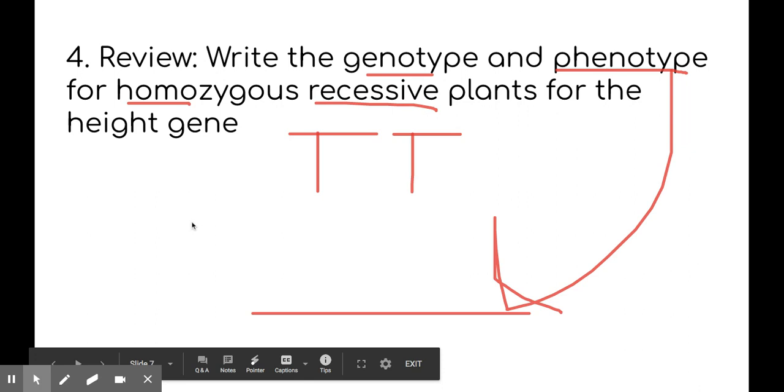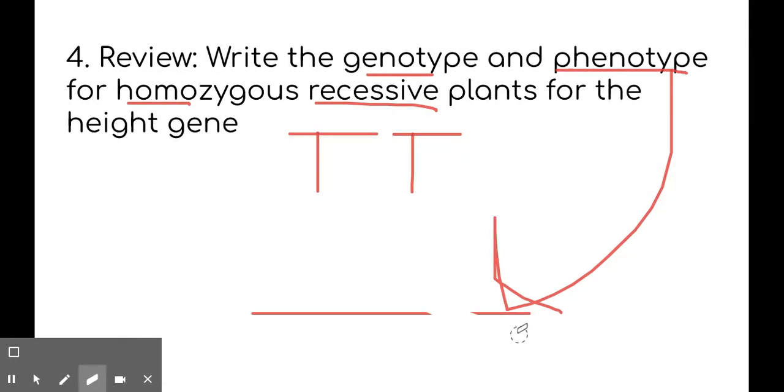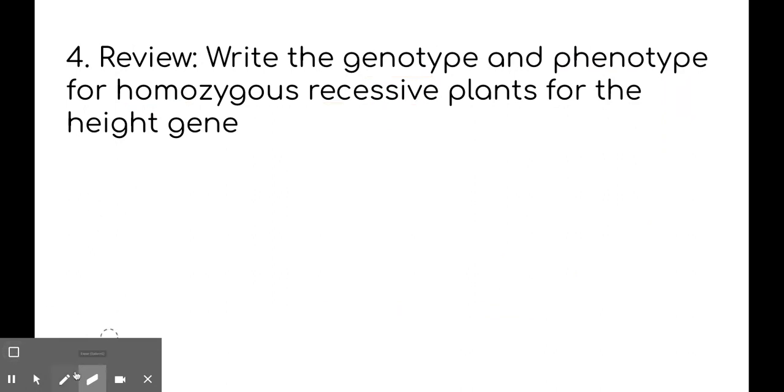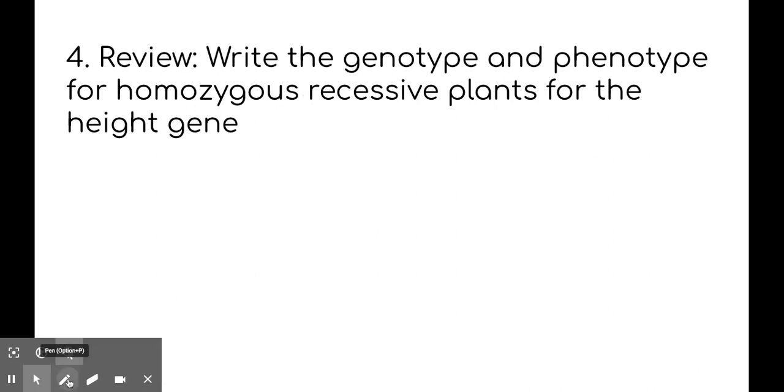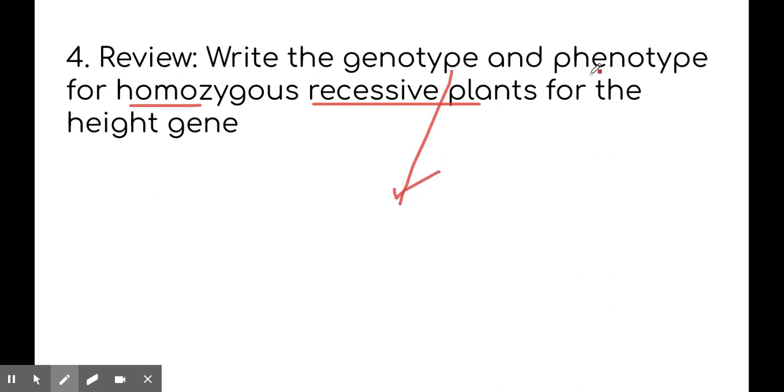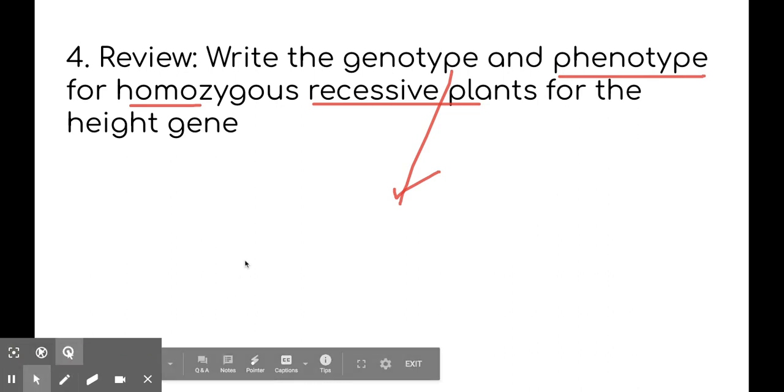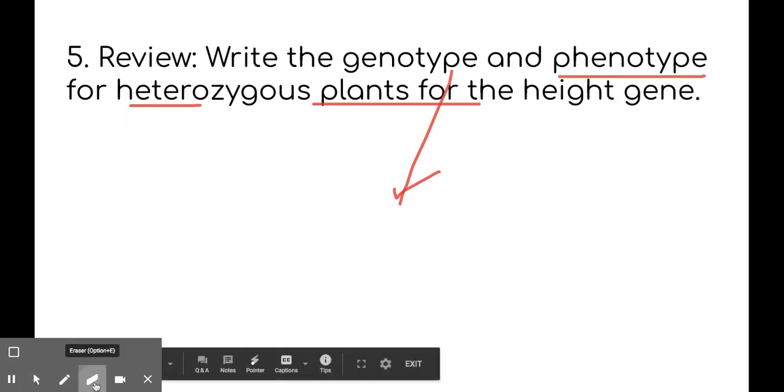All right, number 4. Let me undo this. Eraser. See if I can erase the whole thing. There we go. Okay, so for number 4, write the genotype and phenotype for a homozygous recessive plant. So remember, homo means same, but what does recessive mean? Try to write the genotype there. And then what's the phenotype going to look like? If I have a homozygous recessive plant, what phenotype? Is it going to be tall or is it going to be short? Pause the video and write your answer.